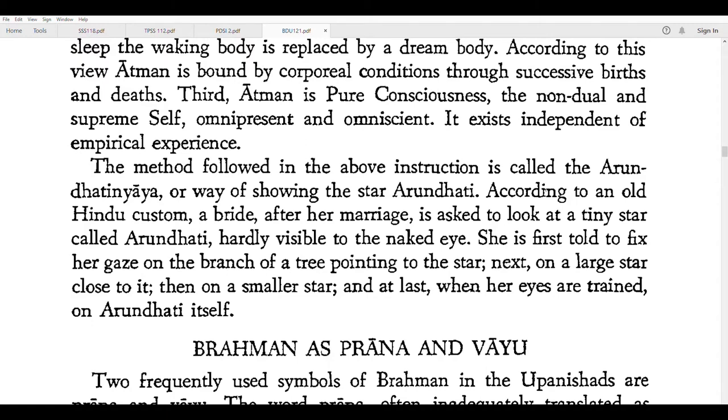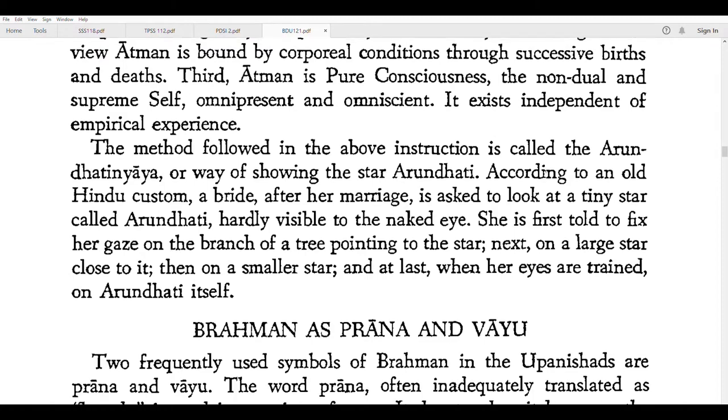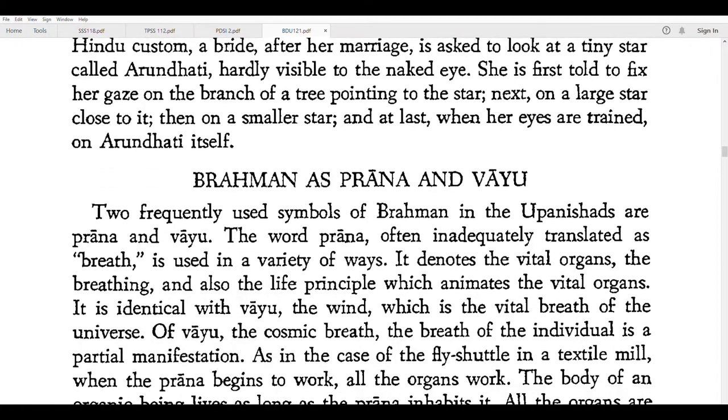Brahma as Prana and Vayu. Two frequently used symbols of Brahma in the Upanishads are prana and vayu. The word prana, often inadequately translated as breath, is used in a variety of ways. It denotes the vital organs, the breathing, and also the life principle which animates the vital organs. It is identical with Vayu, the wind, which is the vital breath of the universe.